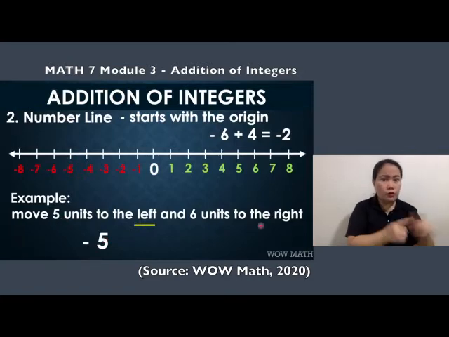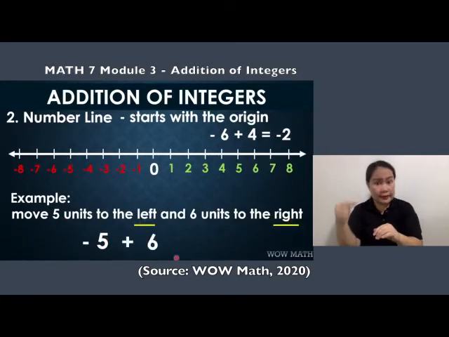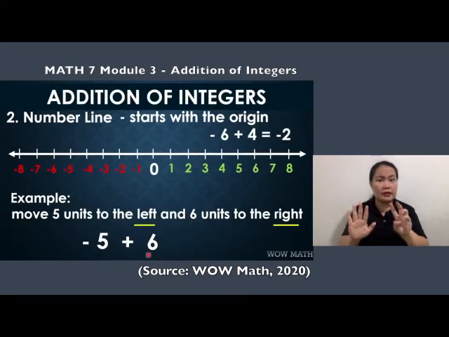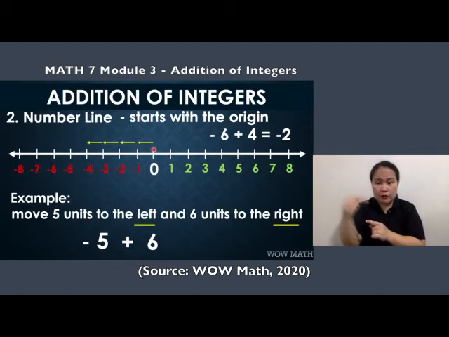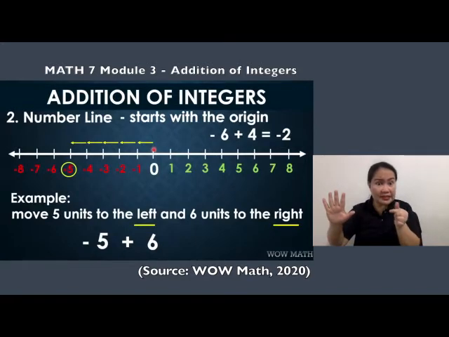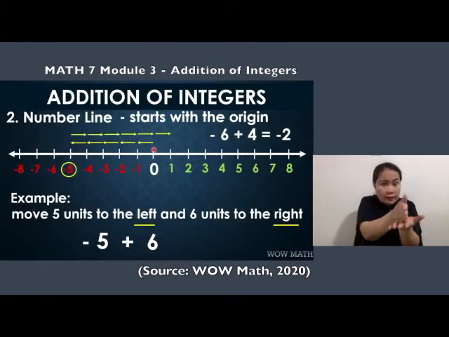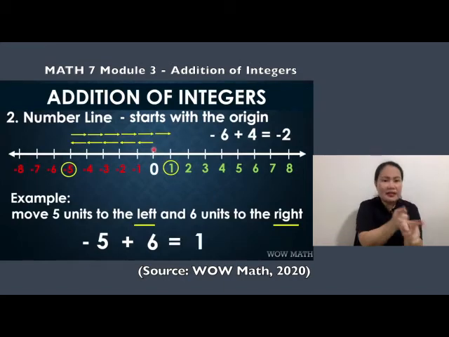Negative 5. And then, right, so that is plus positive 6. Okay? So, let us solve. So, starts with the origin since we have negative 5 going to the left. So, 1, 2, 3, 4, 5. We ended up at negative 5. And then, going back, pabalik tayo kasi positive 6. So, going to the right. So, 1, 2, 3, 4, 5, 6. So, saan siya nag-end? Positive 1.